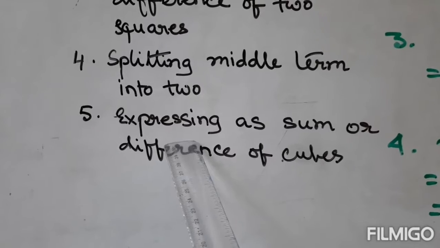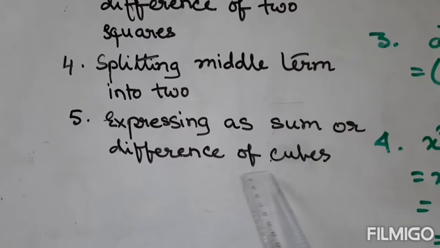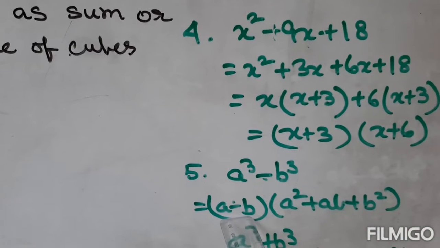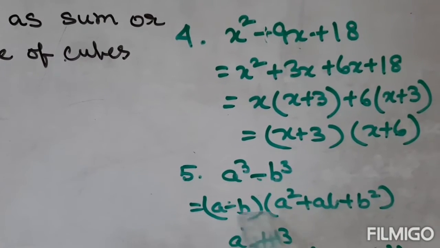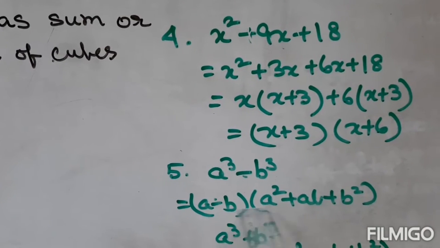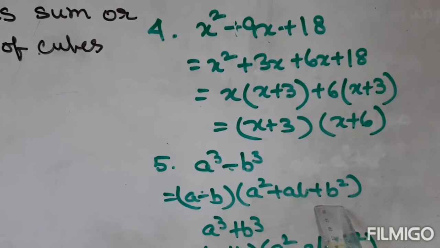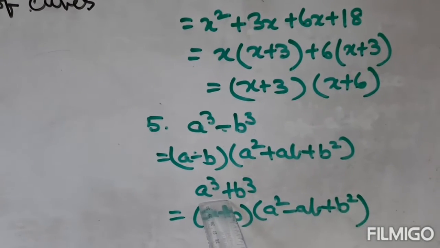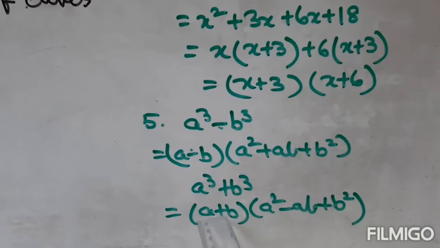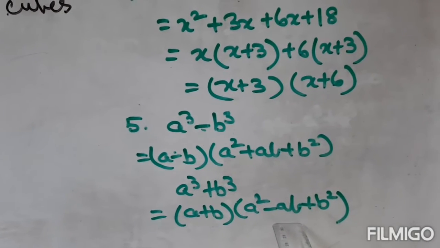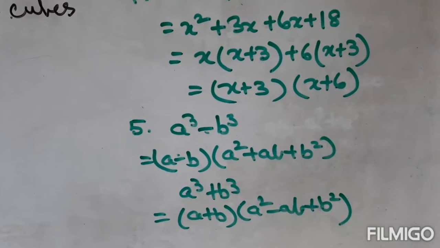And also we can express it as sum or difference of cubes. A cube minus B cube we know can be expressed as the product of two factors, A minus B into A square plus AB plus B square. Whereas A cube plus B cube is equal to A plus B into A square minus AB plus B square.